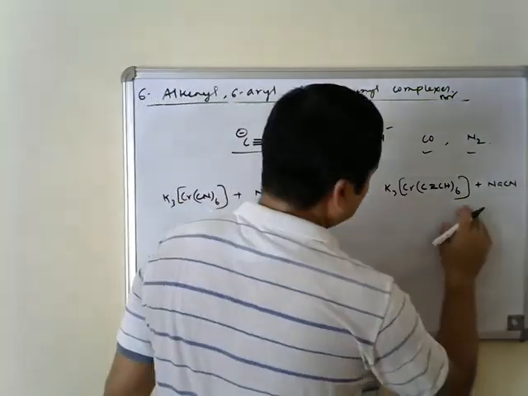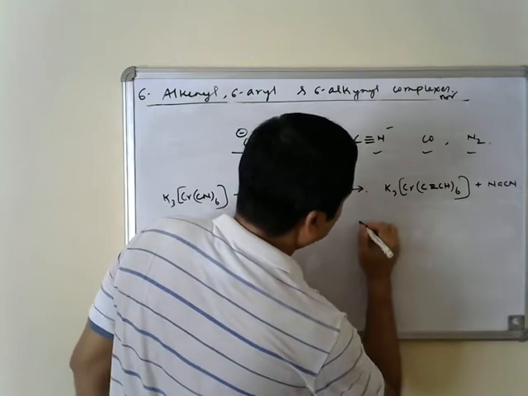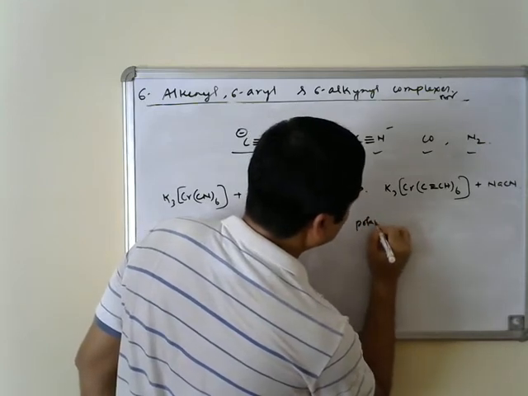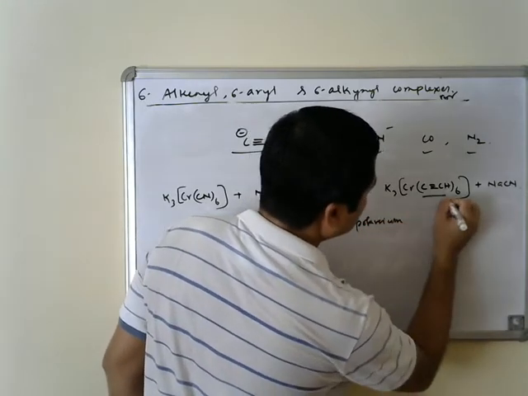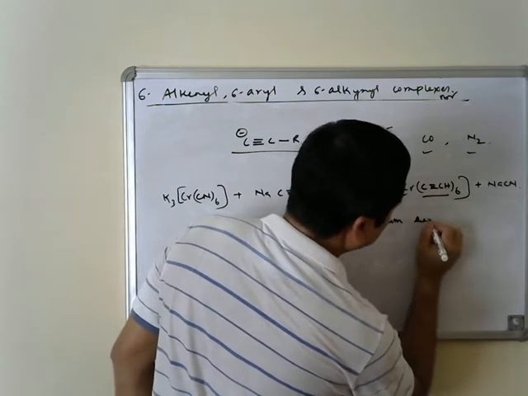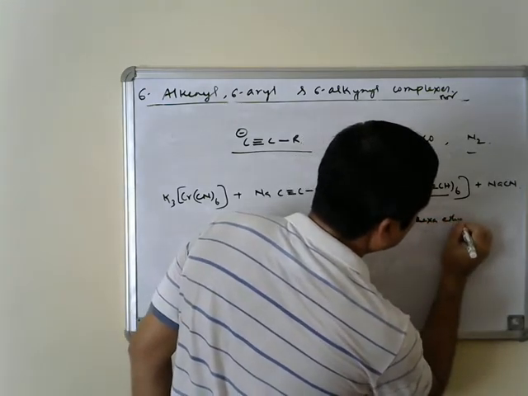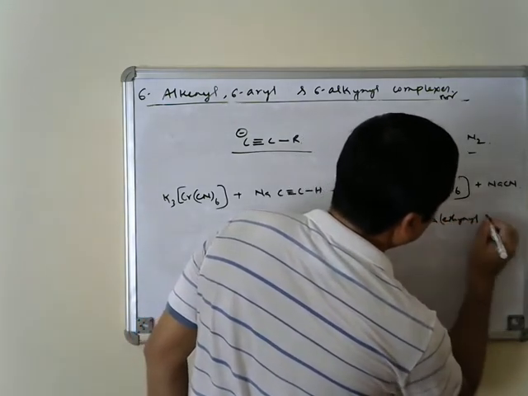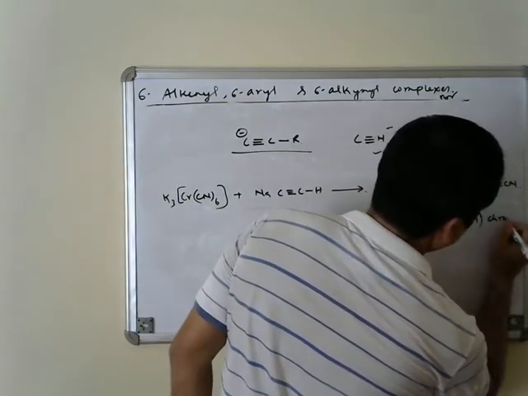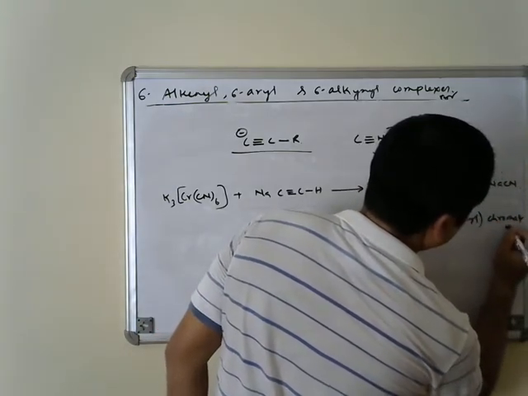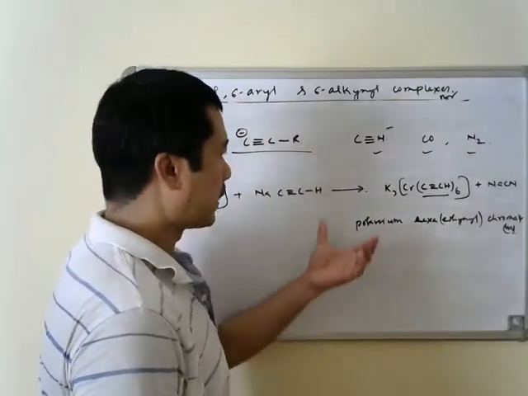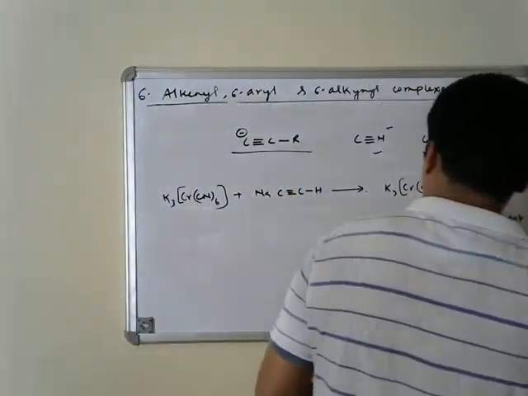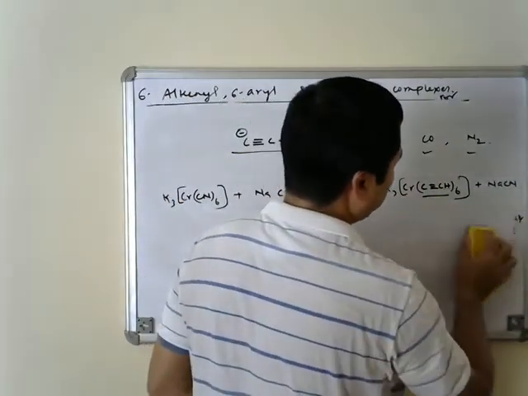So we can name this compound as potassium hexaethynylchromate(III). That is how we can name these complexes by following the IUPAC guideline.